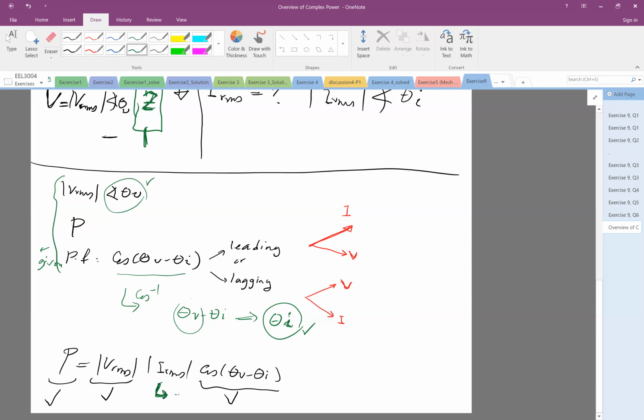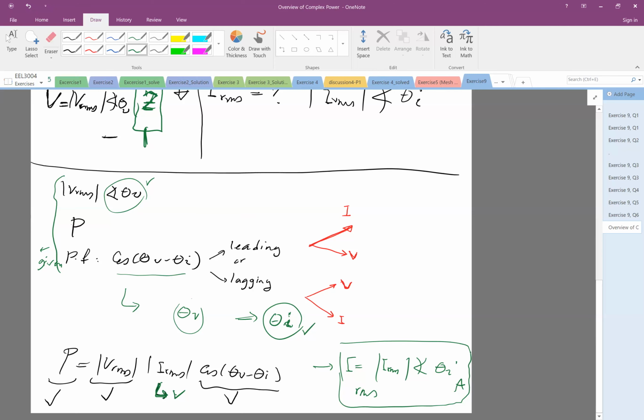Okay, so we can get this one from here. So you have the magnitude of the current and the phase of the current. Therefore, I would be the magnitude, and then the phase, and this is the RMS, say RMS of the given.